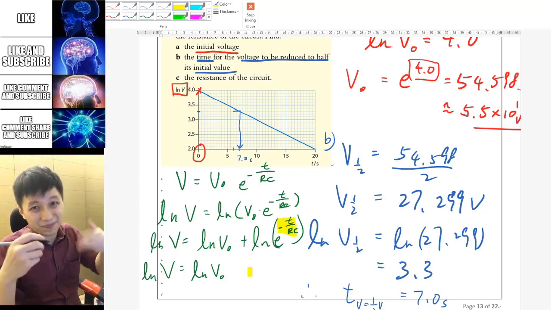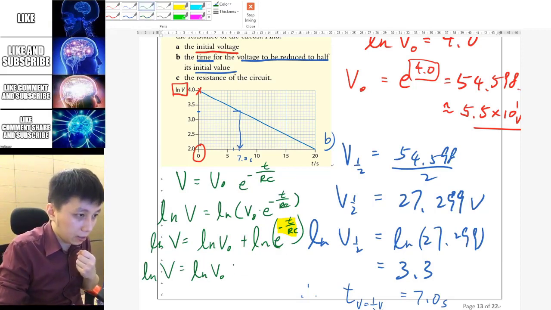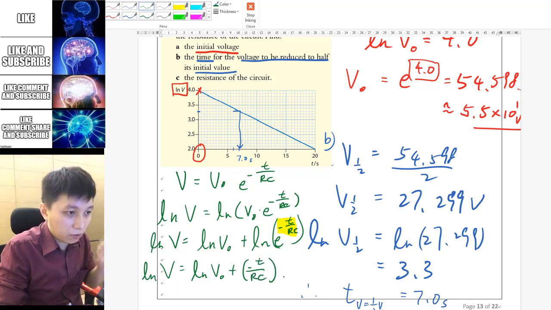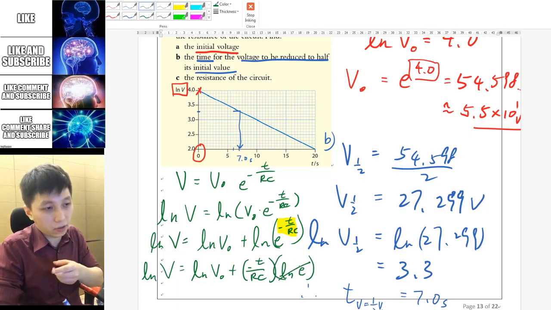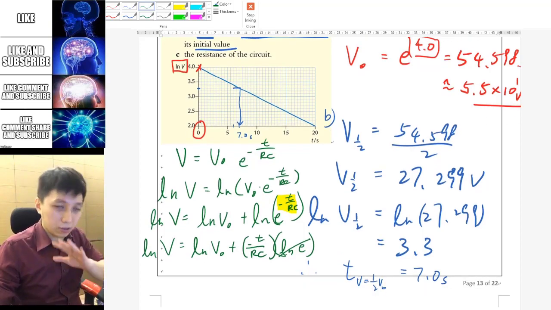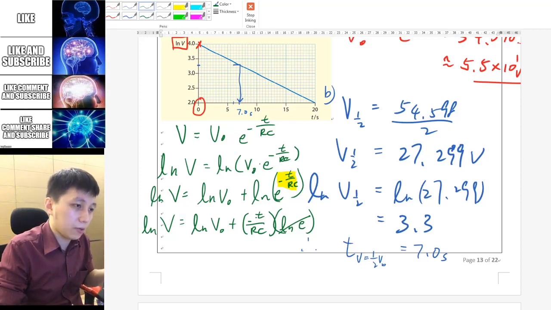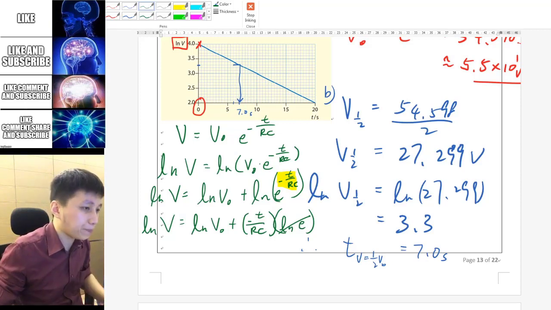This is like an operation you can do with the log function. Then that is going to be negative t over RC, and then leaving you with natural log e, and this in fact is just equal to 1, so you can just ignore it. Not 0, by the way, it's different, right? 0 and 1 is totally different. It equals 1, so you still get to keep negative t over RC here.